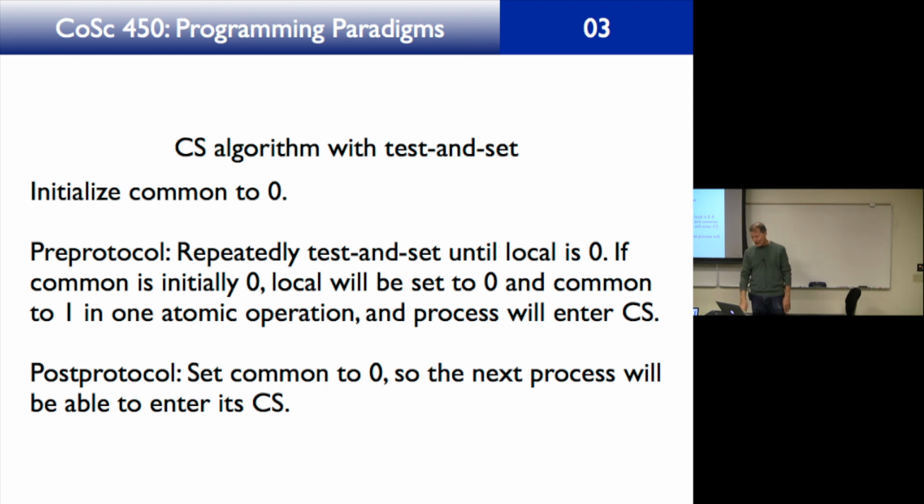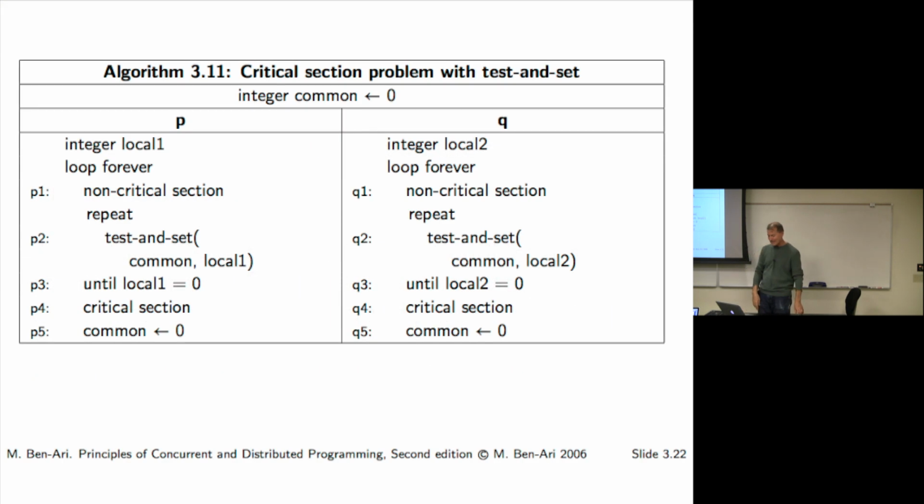So look, here is the code. Algorithm 3.11: critical section problem with test and set. If there were a test and set, here's what we could do. We have this integer common initialized to 0. P has its integer local1 and Q has its integer local2. We loop these forever, and do our non-critical section. Then all we have to do for P is repeat test and set common, local1 until local1 equals 0.